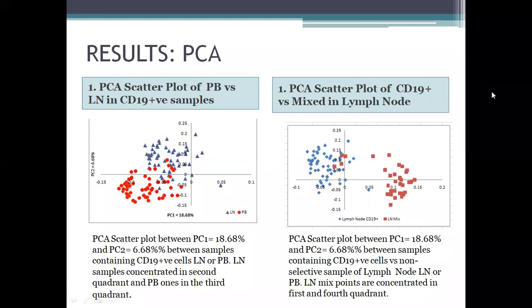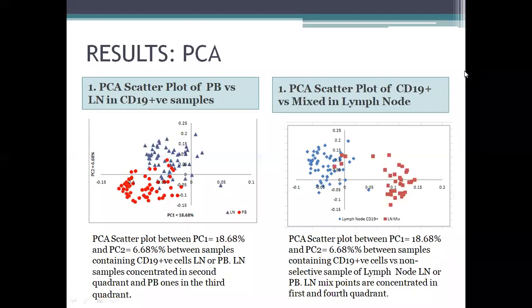The PC values for the lymph node group are shown with blue triangles, and we can see that they are mostly concentrated in the second quadrant above the x-axis, and the peripheral blood ones are more densely present within the third quadrant and are denoted by red circles. So this helps us understand that there are differences in the transcripts that are expressed within both the subgroups.